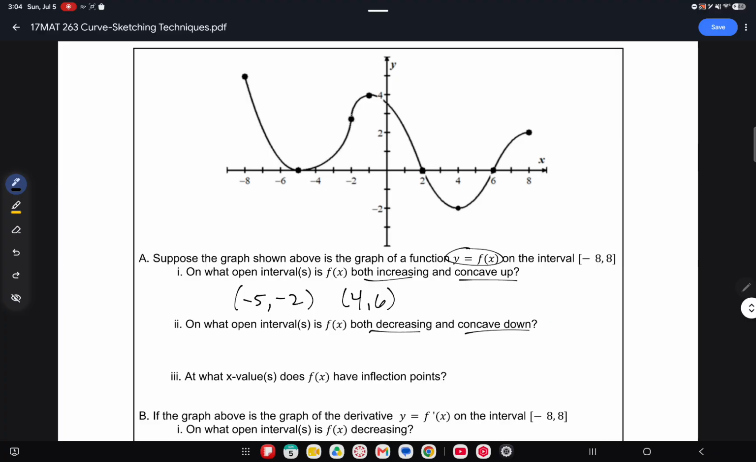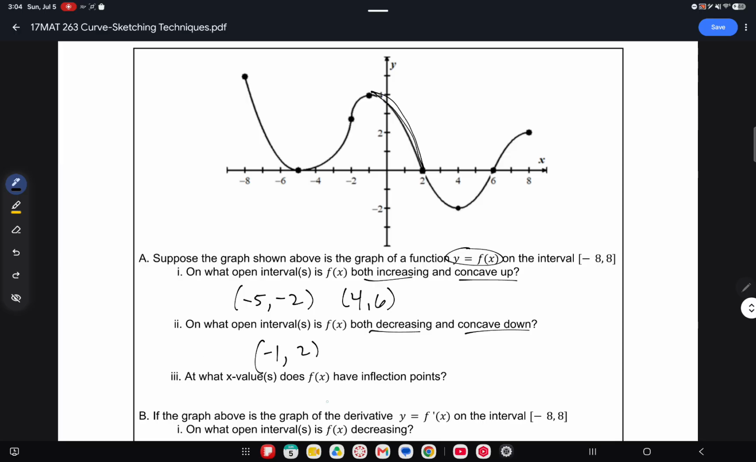On what intervals are we decreasing and concave down? That is going to be from -2 to -1, right here. And then that's increasing and concave down. This is decreasing and concave down, so -1 to 2. And then that's concave up, that's concave down but increasing. So just that one section there.